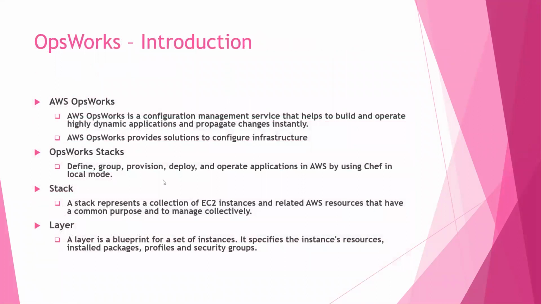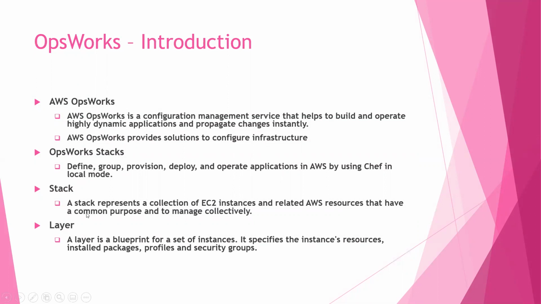So for introduction, AWS OpsWorks is a configuration management service that helps to build and operate highly dynamic applications and propagate change instantaneously. AWS OpsWorks provides a solution to configure infrastructure. And OpsWorks Stacks is to define, group, provision, deploy, and operate applications in AWS by using Chef in the local mode. This is the difference between OpsWorks and CloudFormation. Here we are using Chef.